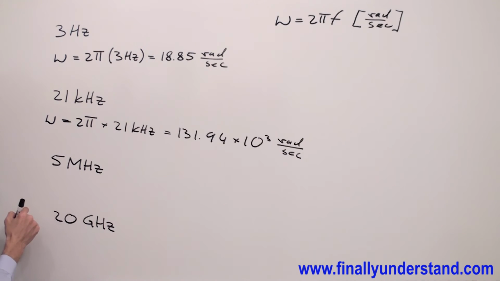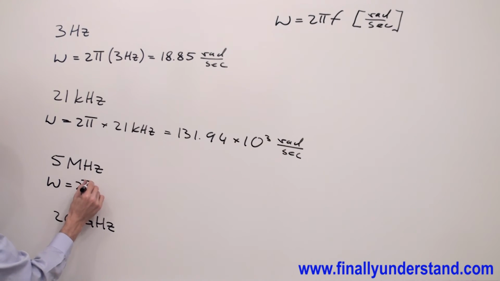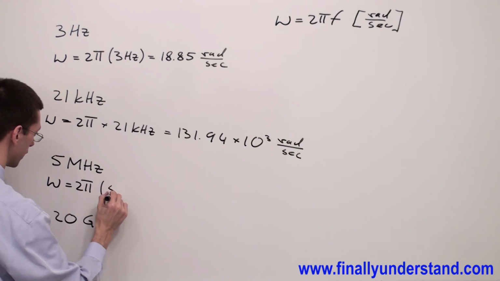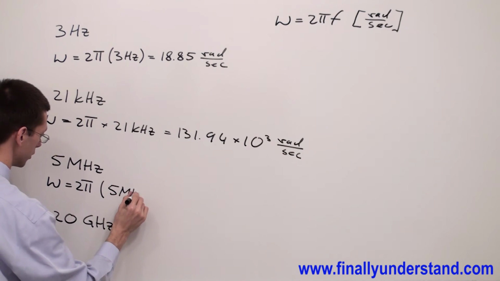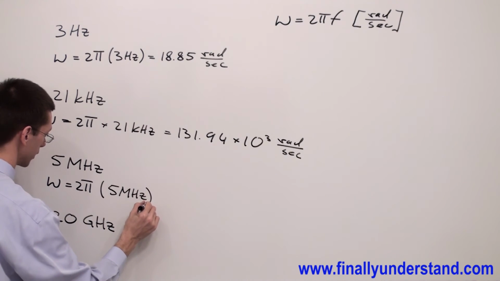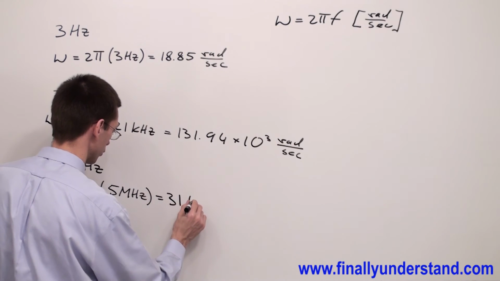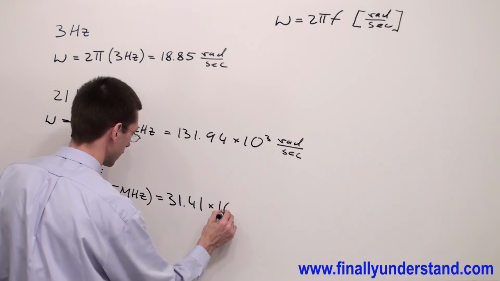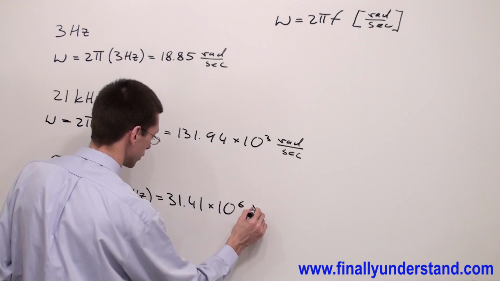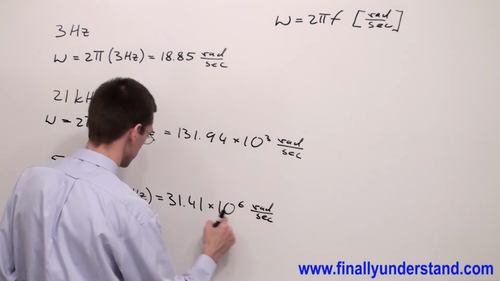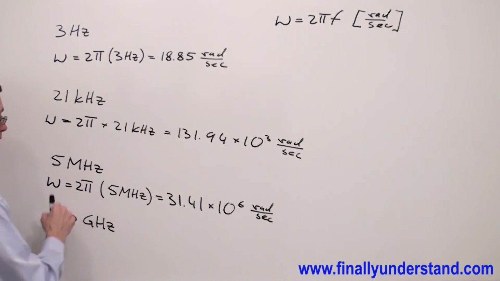Next problem, I have 5 megahertz. Omega is equal to 2 pi times 5 megahertz. So this is going to be equal to 31.41 times 10 to the 6th radians per second. This is the solution to this problem.